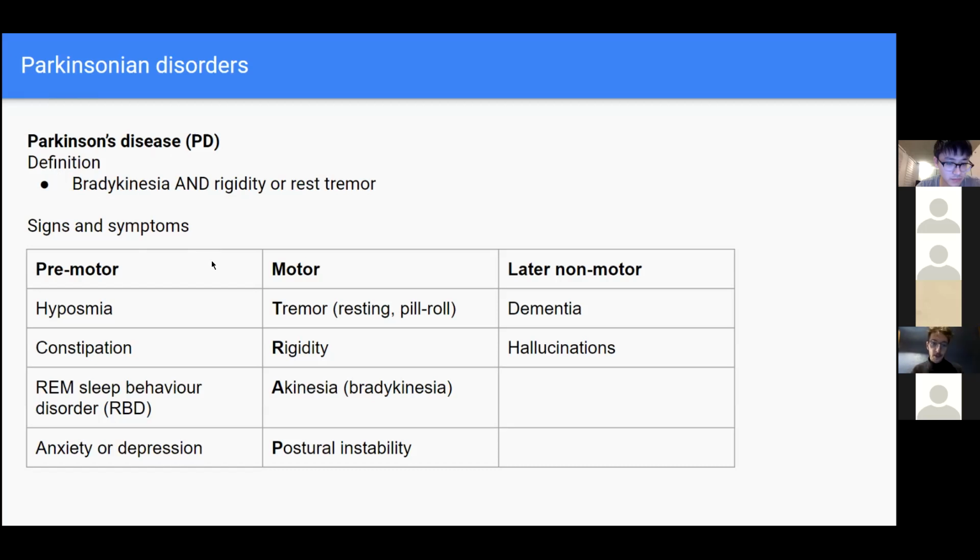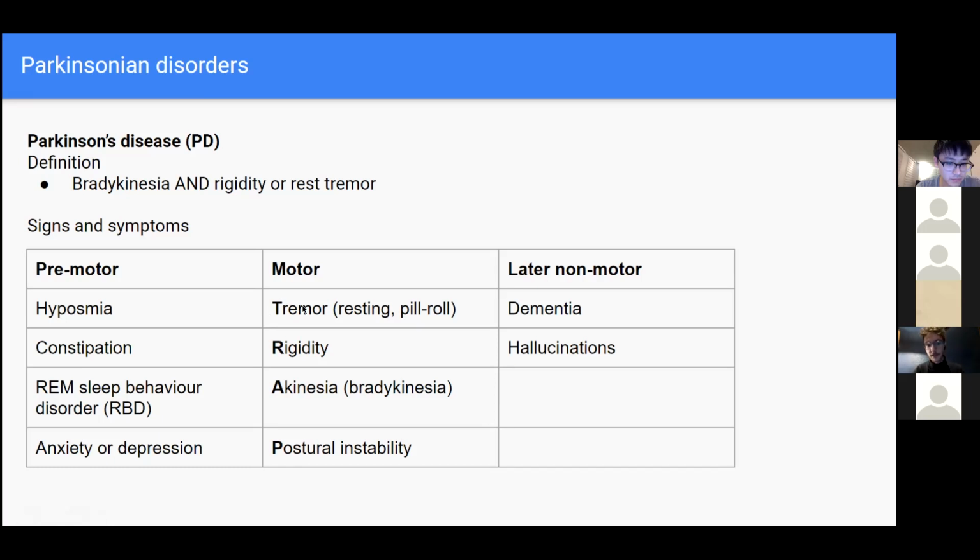However, the signs and symptoms of Parkinson's disease are more complicated than simply motor symptoms. Before you're going to have motor involvement and before you can make a clinical diagnosis of Parkinson's disease, you're going to have premotor symptoms like hyposmia, so difficulty smelling, constipation, REM sleep behavior disorder, or RBD, which is essentially not being paralyzed during REM sleep and therefore acting out your dreams. So like making a mess in your sheets, fighting your bed partner, running around while you're asleep, and anxiety or depression.